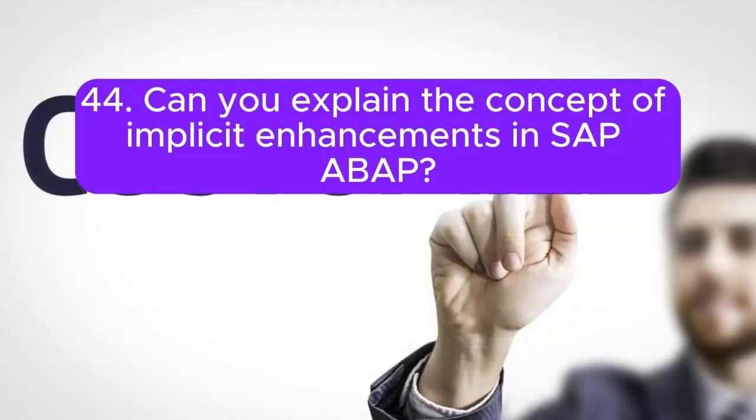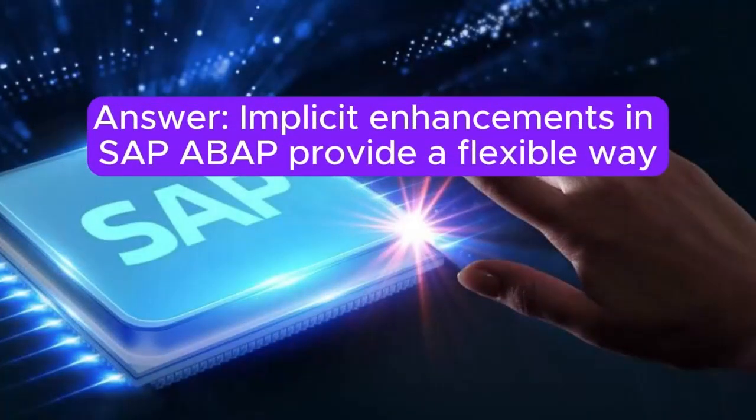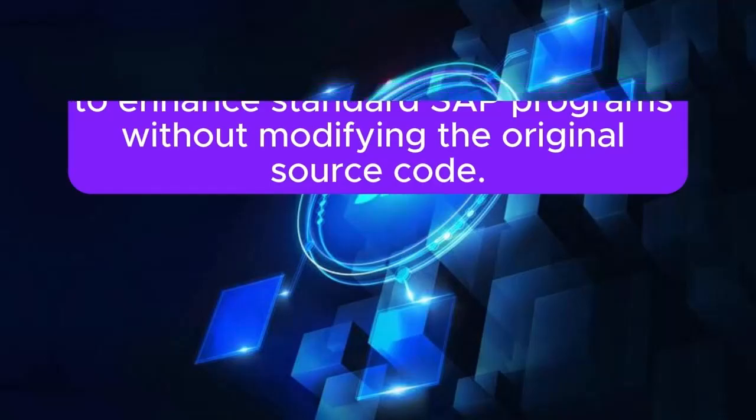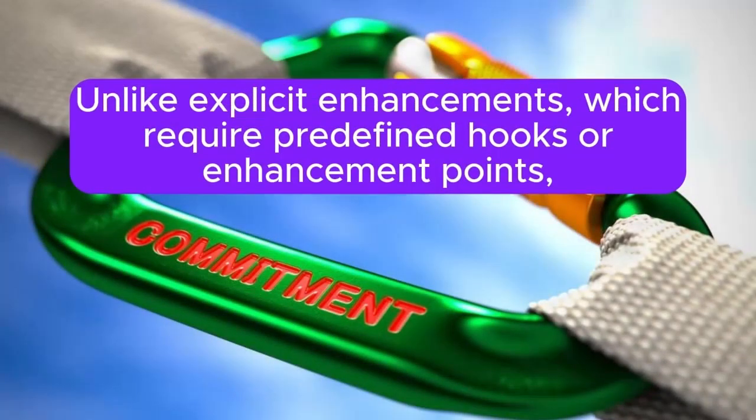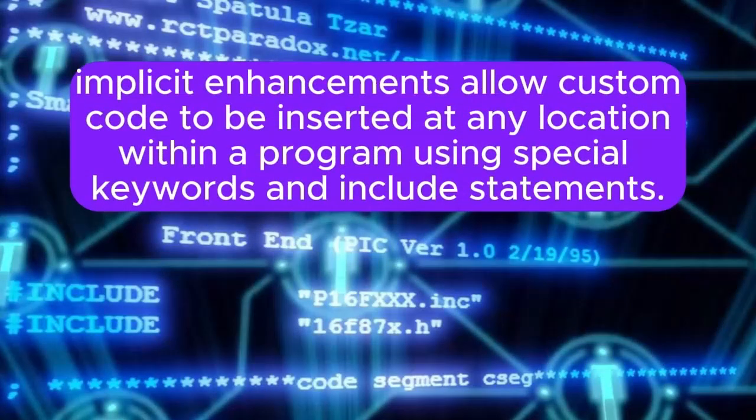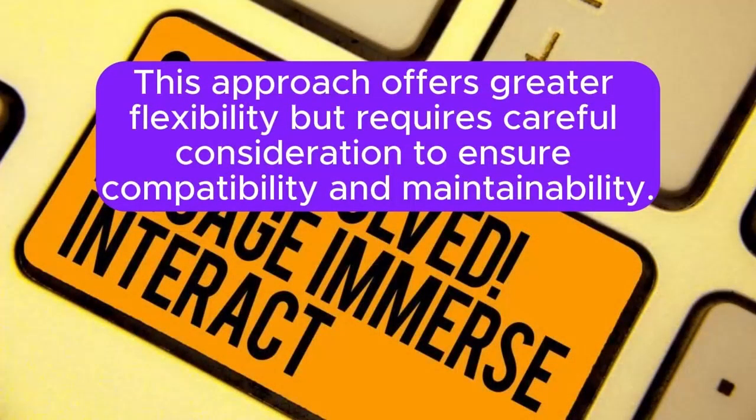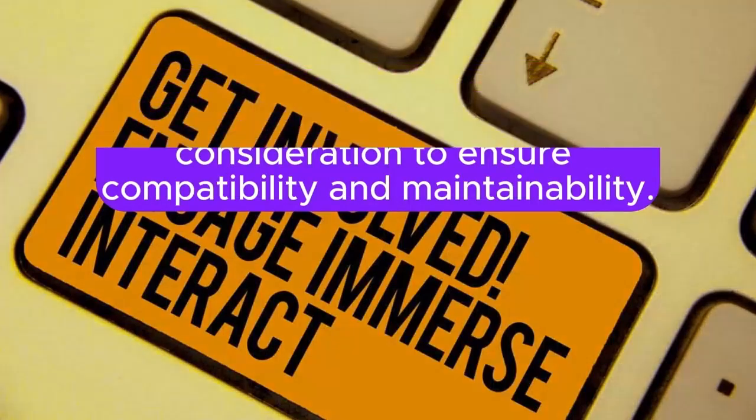44. Can you explain the concept of implicit enhancements in SAP ABAP? Answer. Implicit enhancements in SAP ABAP provide a flexible way to enhance standard SAP programs without modifying the original source code. Unlike explicit enhancements, which require predefined hooks or enhancement points, implicit enhancements allow custom code to be inserted at any location within a program using special keywords and include statements. This approach offers greater flexibility, but requires careful consideration to ensure compatibility and maintainability.